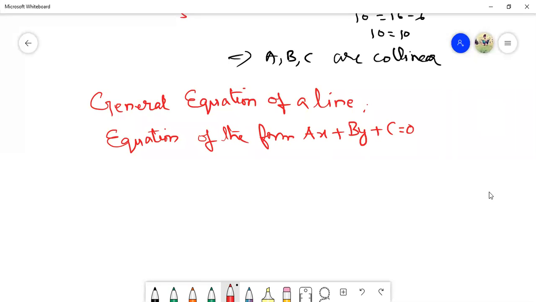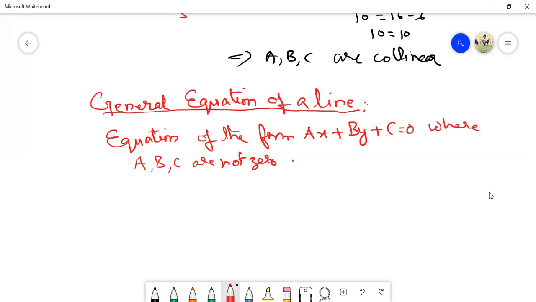Now, we'll study the general equation of a line. Any equation of the form Ax + By + C = 0, where A, B, C are constants and are not equal to 0, obviously, otherwise it will not be a linear equation, is called the general linear equation or general equation of a line.